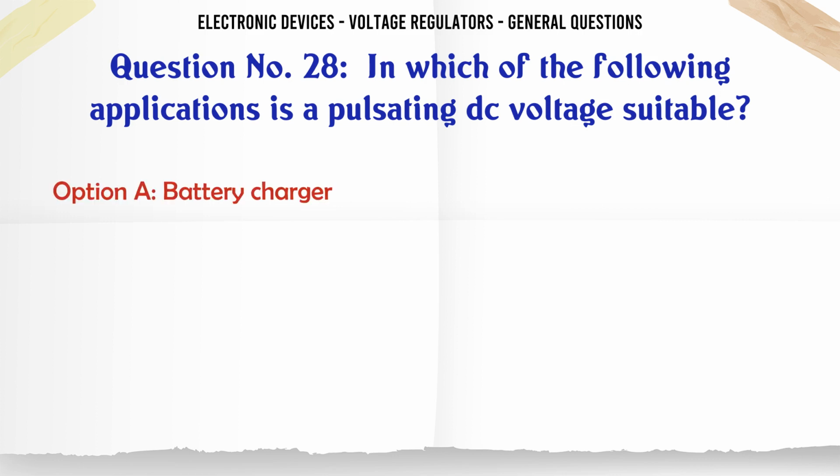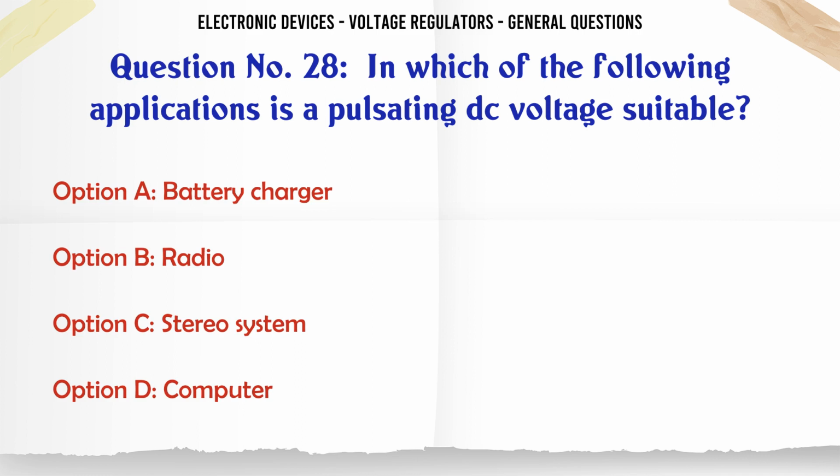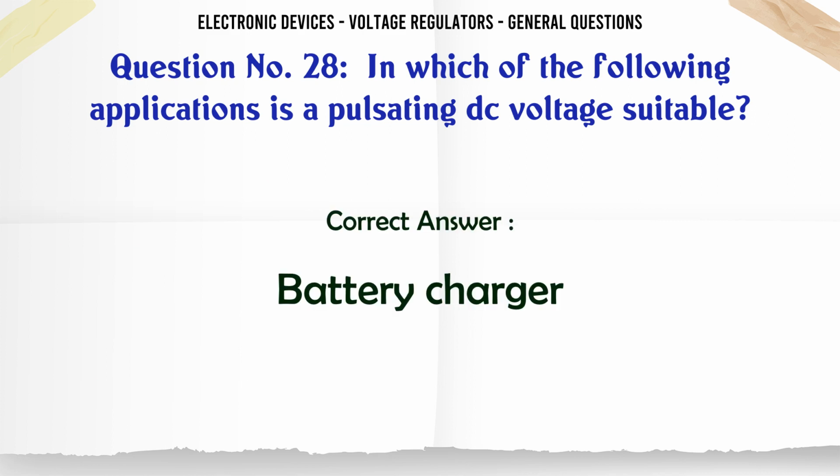In which of the following applications is a pulsating DC voltage suitable? A. Battery charger, B. Radio, C. Stereo system, D. Computer. The correct answer is battery charger.